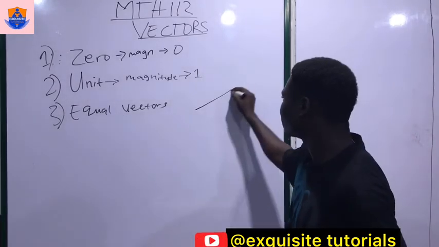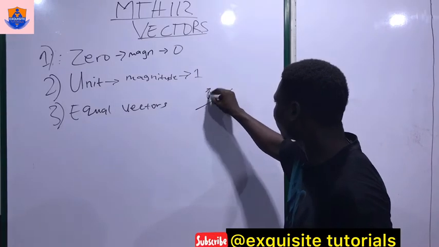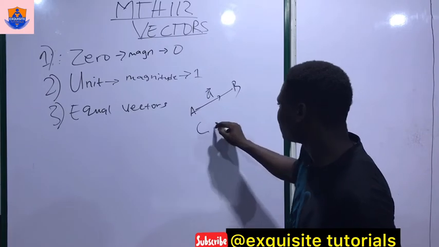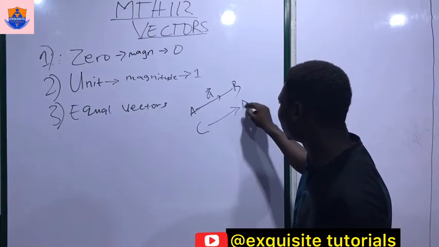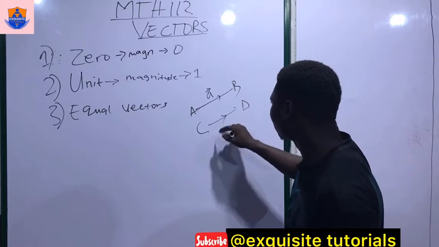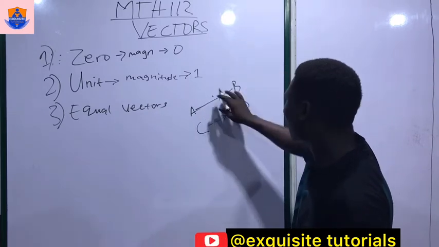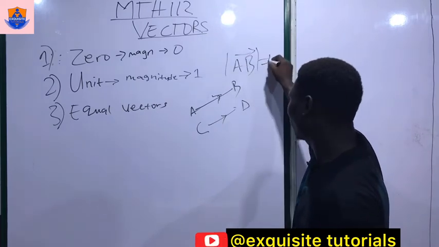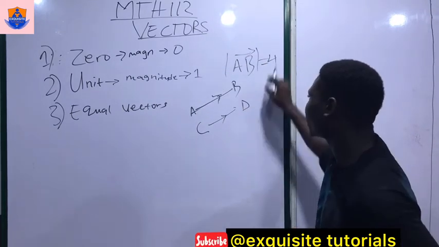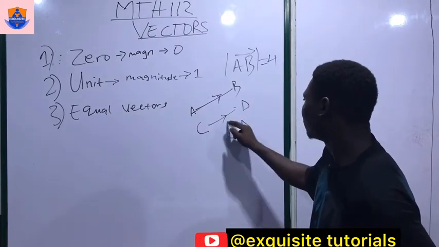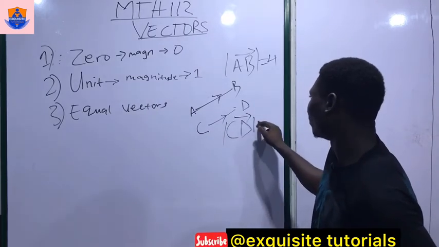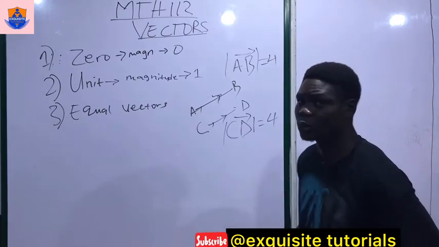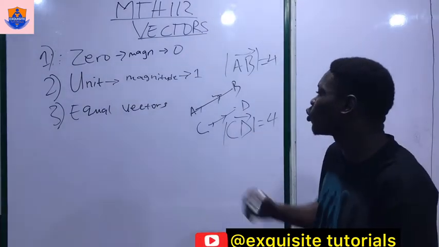Let's say you have AB and you have CD, and you are told that the magnitude of AB is 4. After looking for the size of this vector, you get 4, and after looking for the size of this other vector, you get 4 again. Because they have the same size and they have the same direction, it means that they are equal vectors.